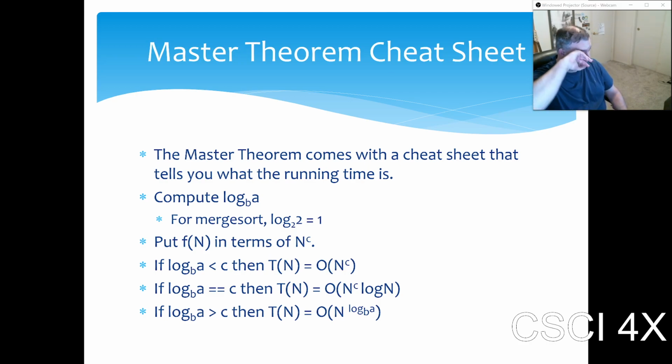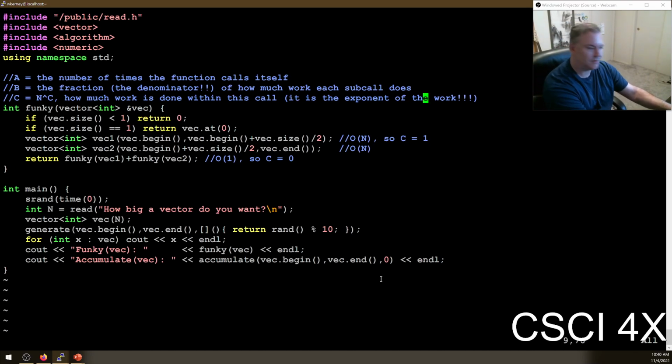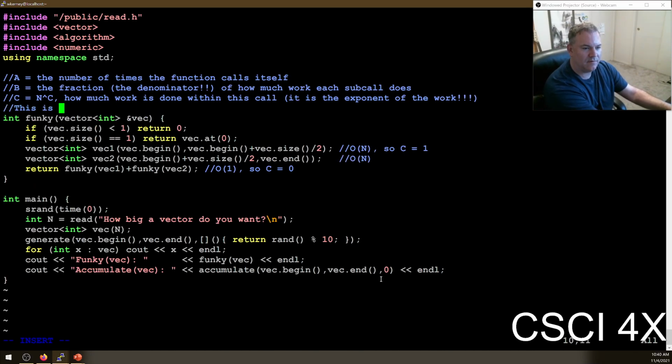n to the C? Yeah, well, don't just write n to the C. What is C? Into the log n? No. Log base 2 of 2 is 1. 1 is equal to 1. Therefore, the answer is order n log n, because C is 1. So this is an n log n algorithm. Yep. So this is order n log n way of adding up a vector.